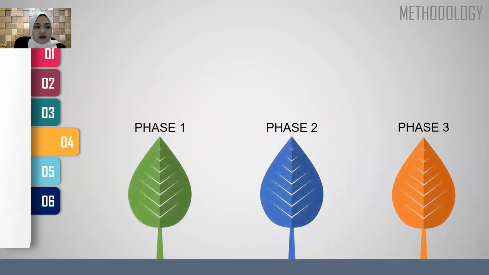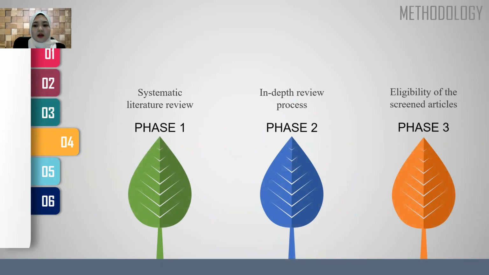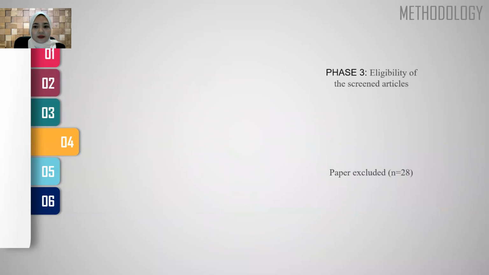While conducting this research, this review undergoes 3 phases of methodology. First phase is systematic literature review. Second, in-depth review process. Third, eligibility of the screened articles.